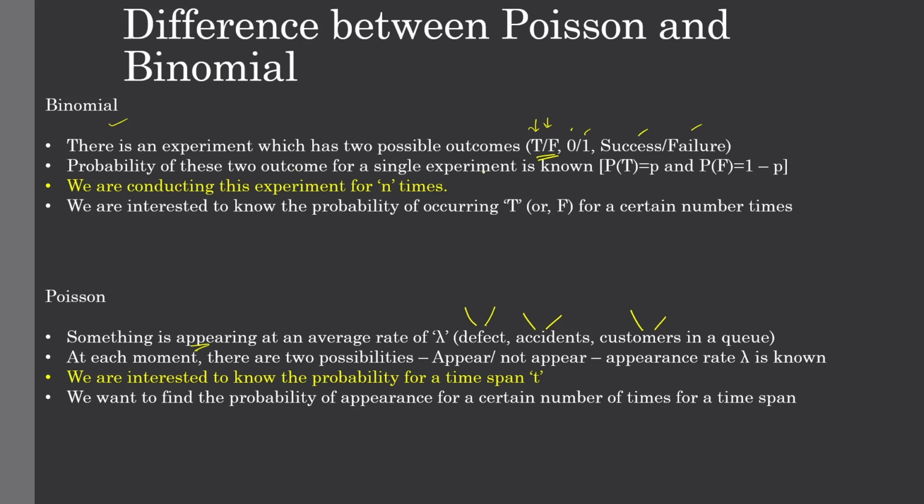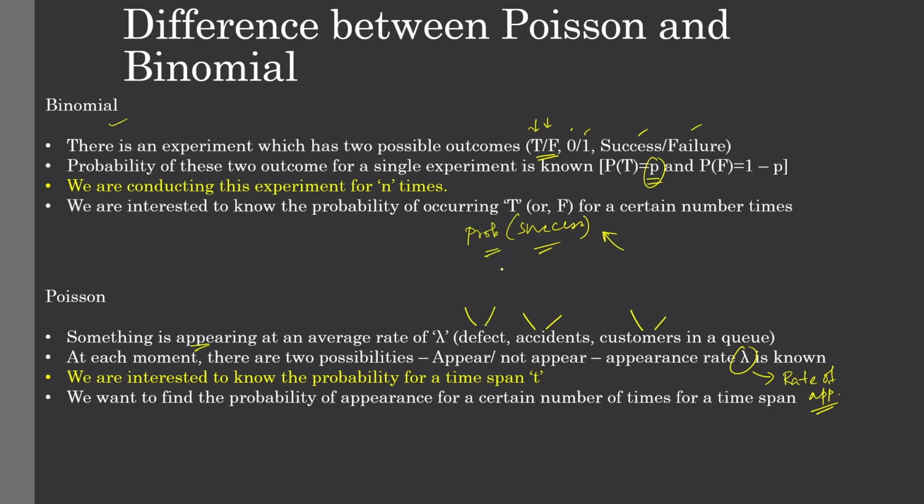Then you see there are two parameters in binomial distribution. One is your P, that is the probability of success, right? And in case of Poisson distribution, you have lambda, which is rate of appearance, right? Are they really different? Probability of having success and rate of appearance, are they really different? I don't think so. Please think about this.